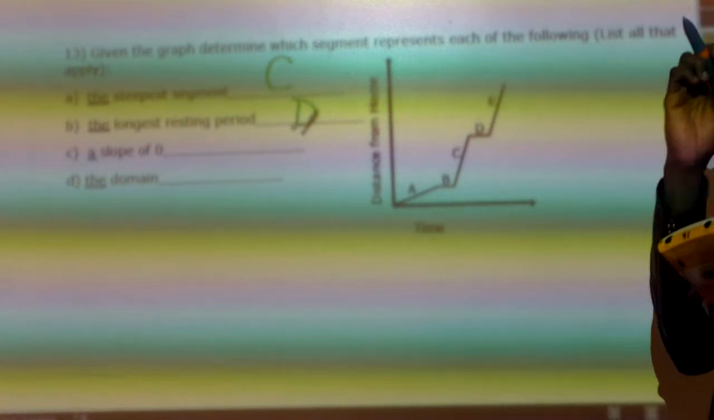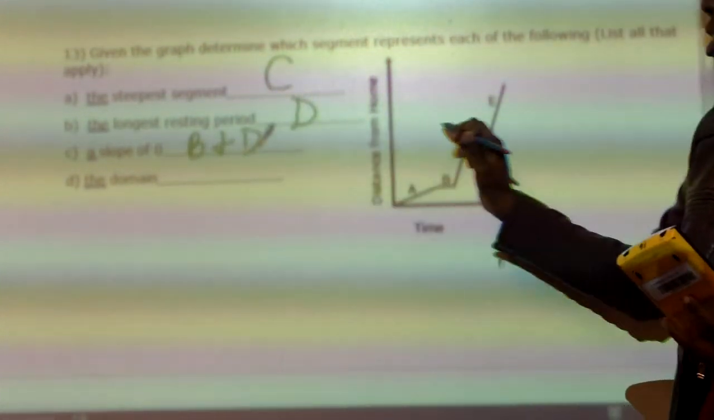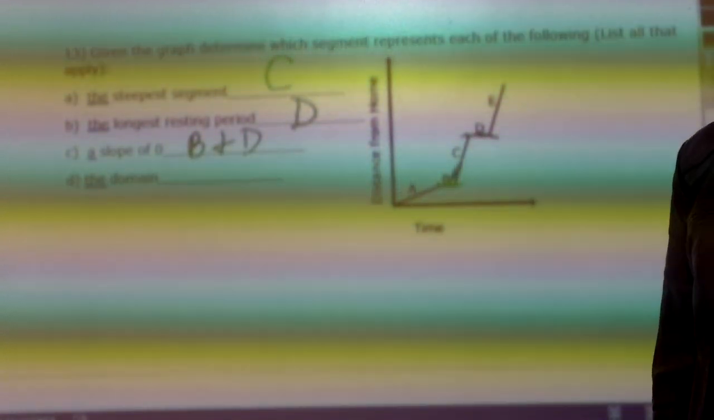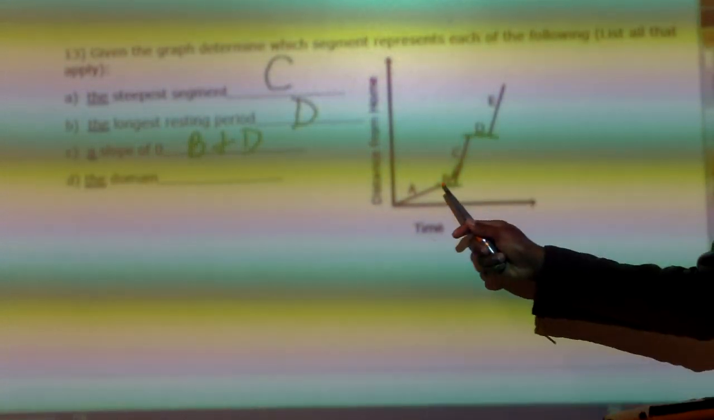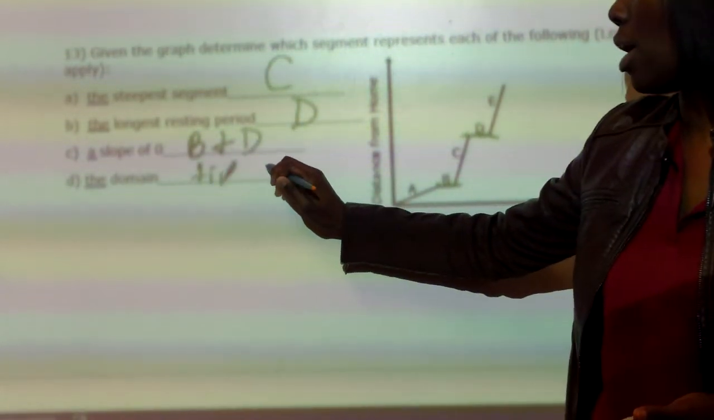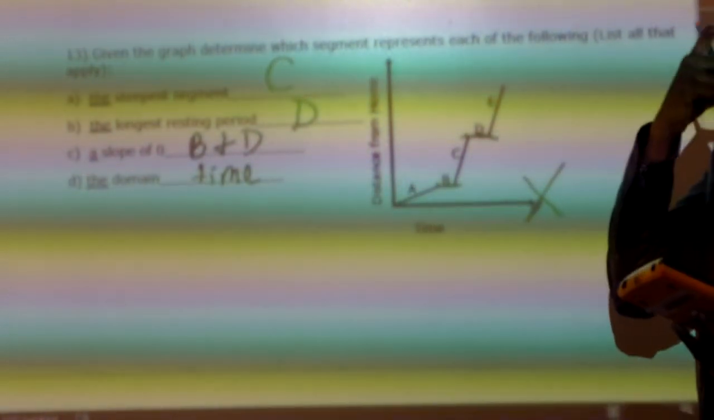A slope of 0 is what? D and B. Remember, zero slope is a horizontal line, guys. Who forgot the zero slope? And the domain is what? A through E. Time. The domain is the x.